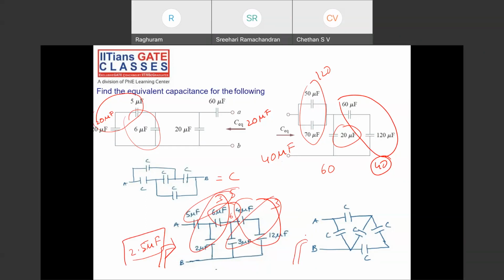This one, quickly. C by 2, C by 2 and C. 3C by 2, right? 3C by 2 and C in parallel. 3C by 2 and C. 1 by 3 by 2 plus 1. 3 by 5.